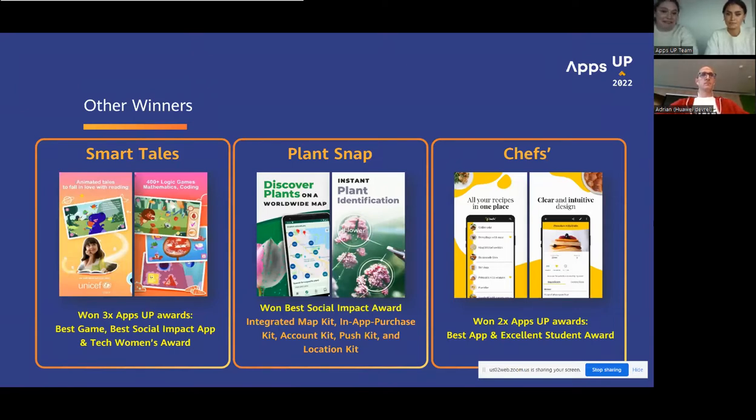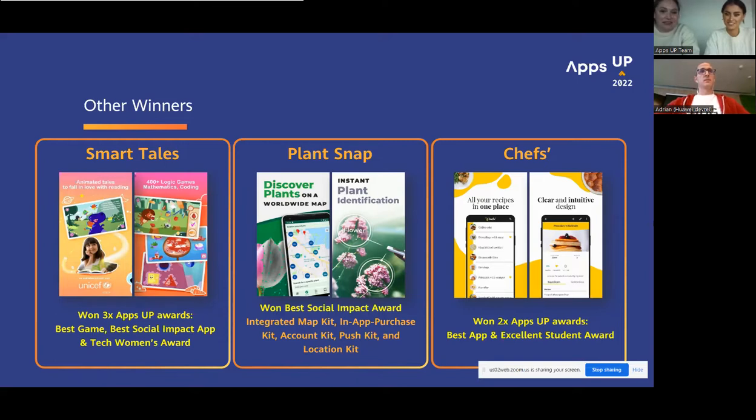Then we have Plant Snap, which won the Best Social Impact Award. That's the app where you take a photo of whatever bush or flower or tree, and it will tell you what flower or tree or bush that is. They integrated machine learning kit, in-app purchase kit, account kit, push kit, a whole bunch of different kits, and they did really well last year.